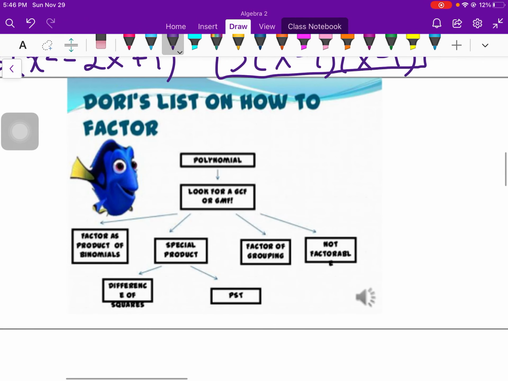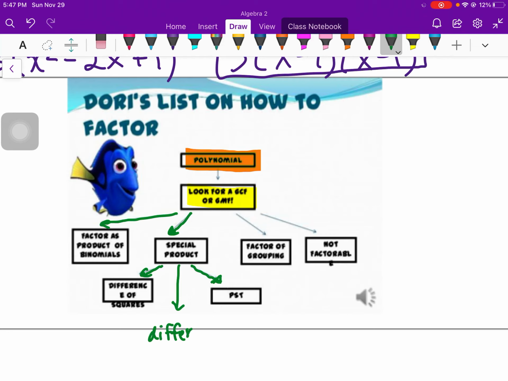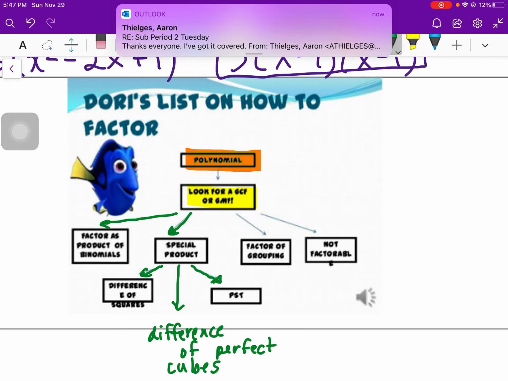So here's Dory's list on how to factor. First, we need to have a polynomial. So if it is a polynomial, we're going to look for the greatest common factor. And then there's some different steps that we would take from there. So we'll find a greatest common factor, and then we can go this route: factor the product of binomials if it's a binomial. See if it is a special product. If it is a special product, it's either going to be the difference of squares, a perfect square trinomial, or as we learned in the last lesson, it could be the difference or sum of perfect cubes. So we learned that in the last lesson, so that's another special product.